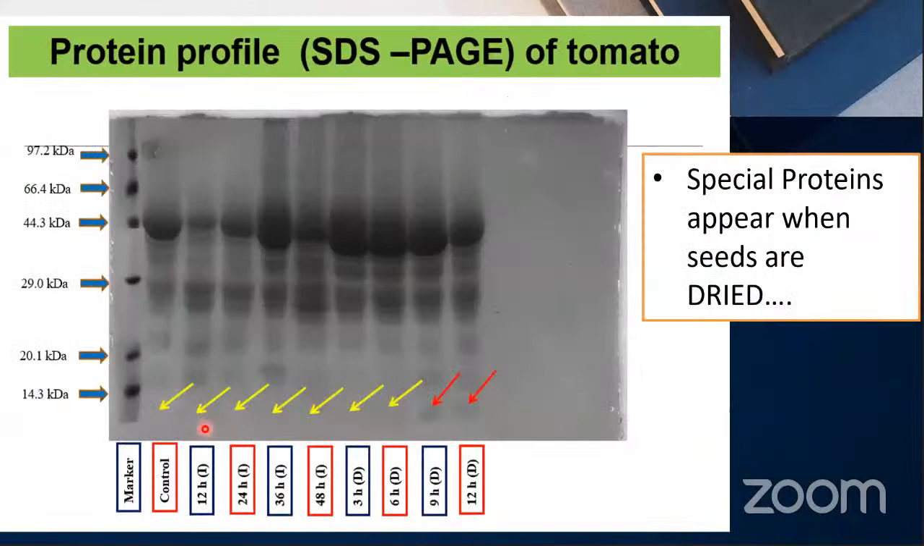Okay, so this is the protein profile. SDS-PAGE, you see, this is 9 hours and 12 hours dehydrated. You can see the band over here.